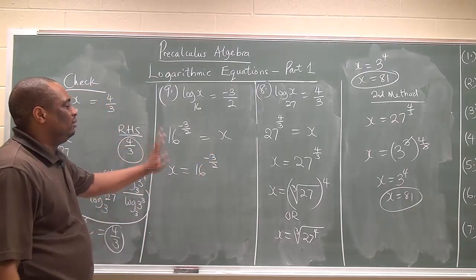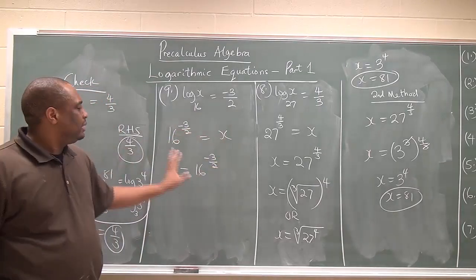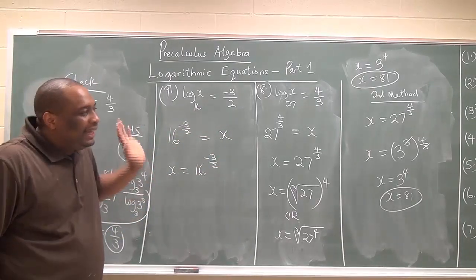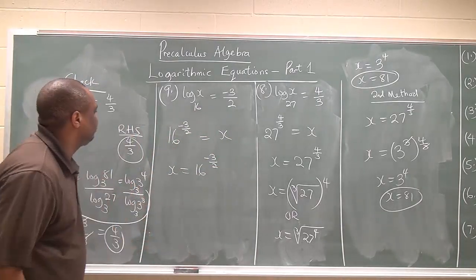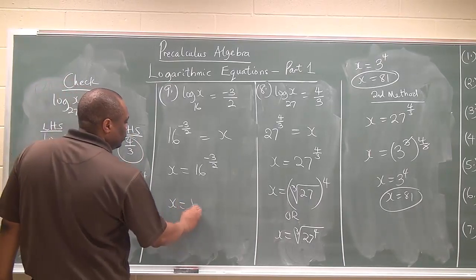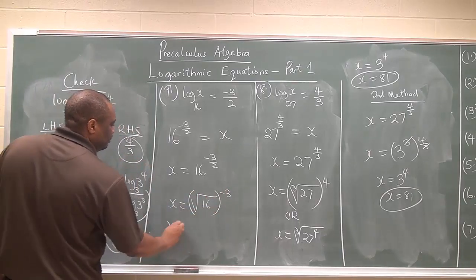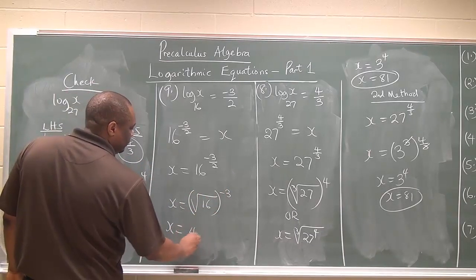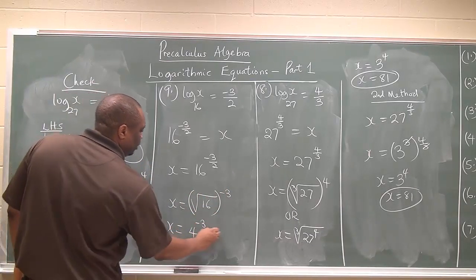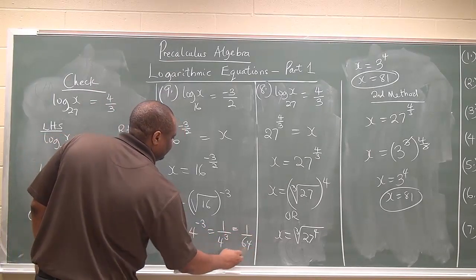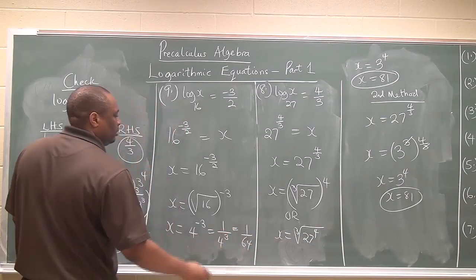There are so many methods you can use. I will just go ahead and use one method, okay? So we can get this going. So x will be equal to square root of 16, all negative 3. So x will be equal to square root of 16 is 4, exponent negative 3, which is 1 over 4 cubed, which is 1 over 64. So x is equal to 1 over 64.